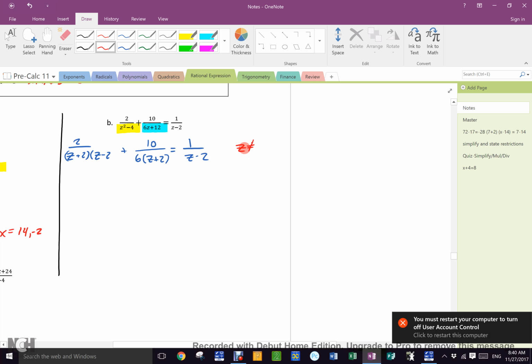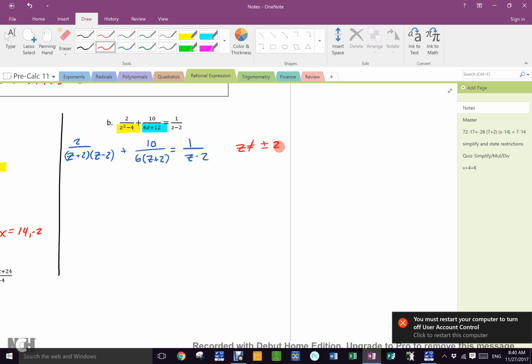Now, what should I do right now? Before I cancel, I got to check my non-permissibles. What is Z not allowed to be? Plus or minus 2. Why, Megan? Because right there, I can't have plus 2 or minus 2. And that plus 2 and minus 2 covers that one, because that guy can't be minus 2. And the plus 2 covers that one, because that guy can't be plus 2. Everybody good with restrictions? Okay.